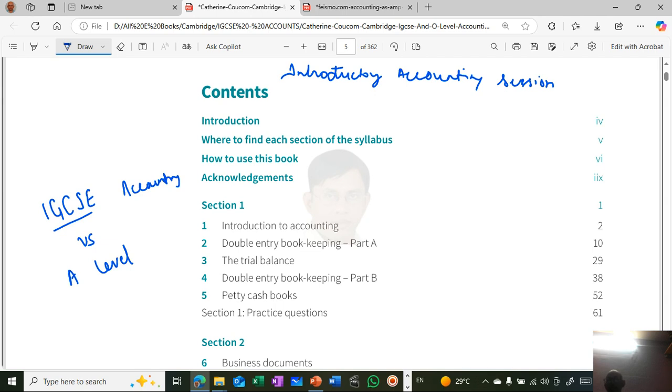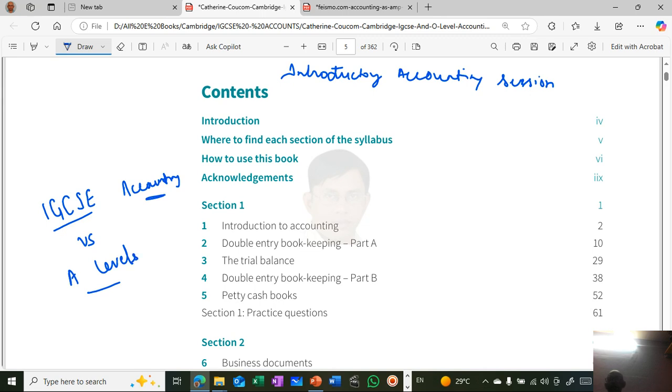See, accounting in IGCSE and A level. There is accounting in IGCSE and also in A level, both. So what is there in IGCSE and what is there in A level? That is what I am going to discuss. How important is IGCSE for A levels?